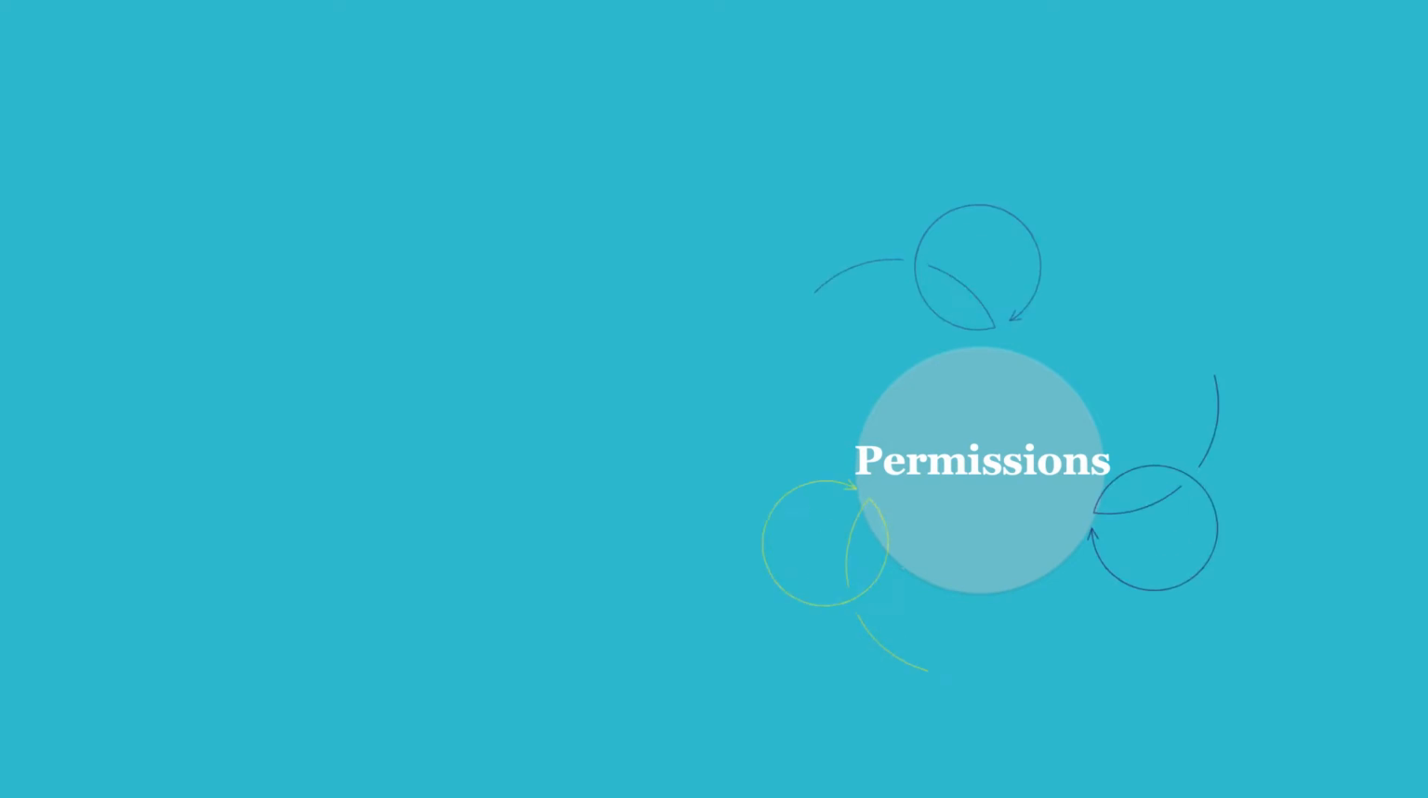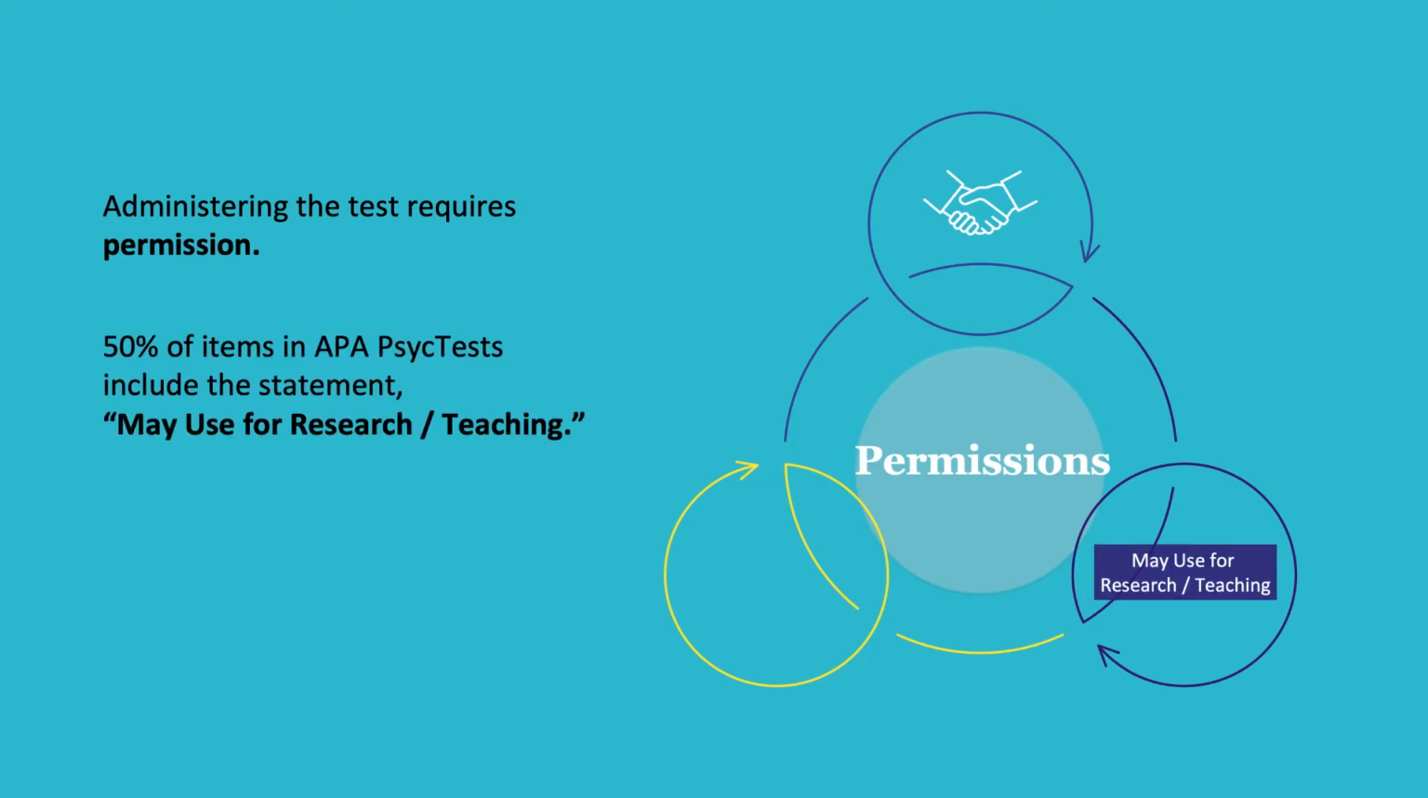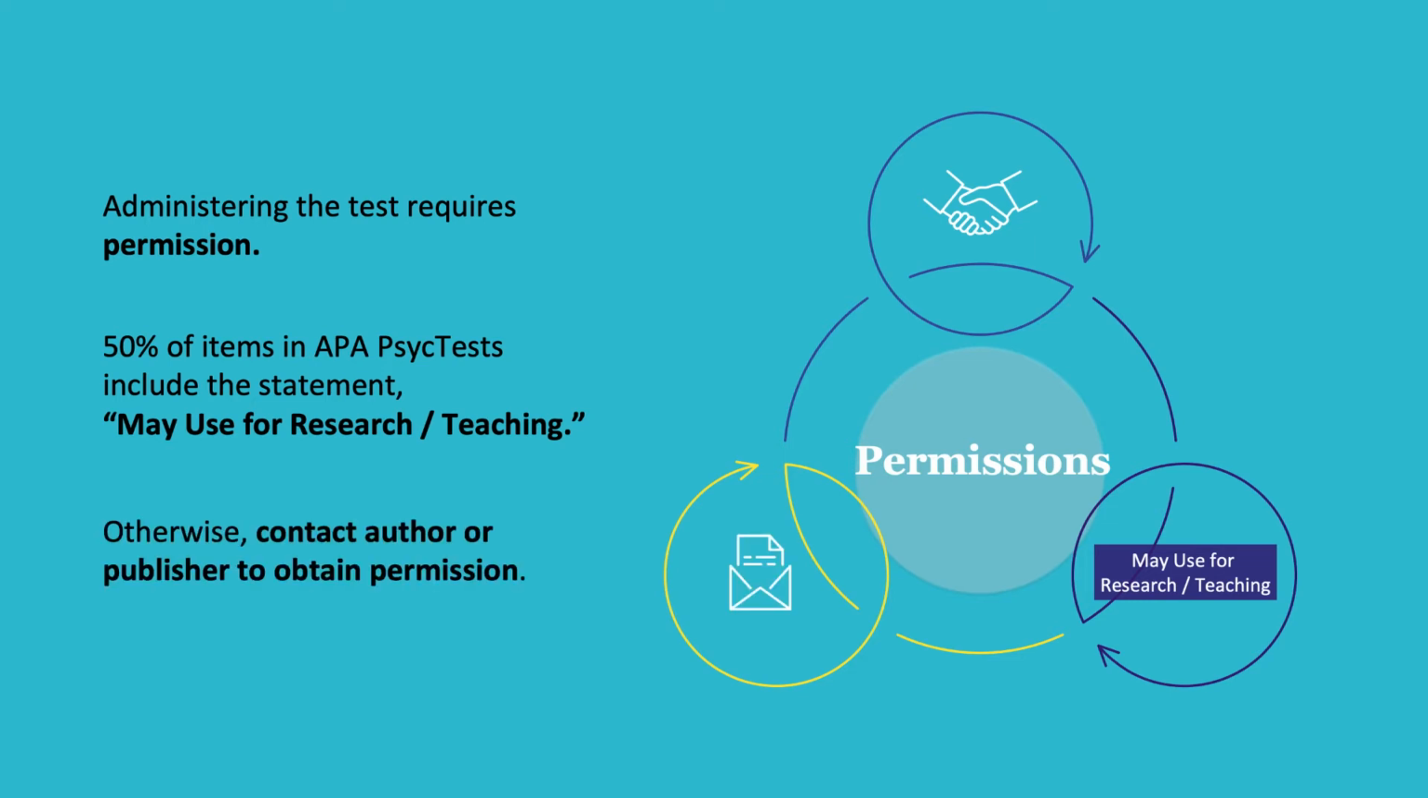Before you run your search, there's one more filter you may want to add. If, as in our practice example, you're planning to administer this test to other people as part of a school project or in a clinical setting, you'll need to make sure that you have permission to do so. About half of the items in APA PsycTests include the permission statement, "may use for research/teaching." In other cases, you may have to contact the author or publisher to obtain permission directly from them.